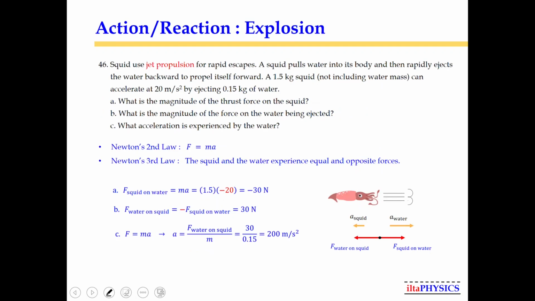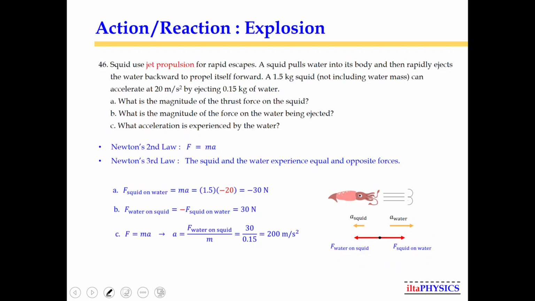Problem 46 involves a squid moving forward as a reaction to squirting out water. This type of action-reaction motion is also called explosion or ejection motion. In the problem, a squid with a mass of 1.5 kilograms moves to the left with an acceleration of 20 meters per second squared while pulling out 0.15 kilograms of water. The question asks for the magnitude of the force acting on each and the acceleration of the squirted water. Let's imagine the squid is pulling water and moving to the left, as shown in the picture below. Representing this as a free body diagram would look like this.